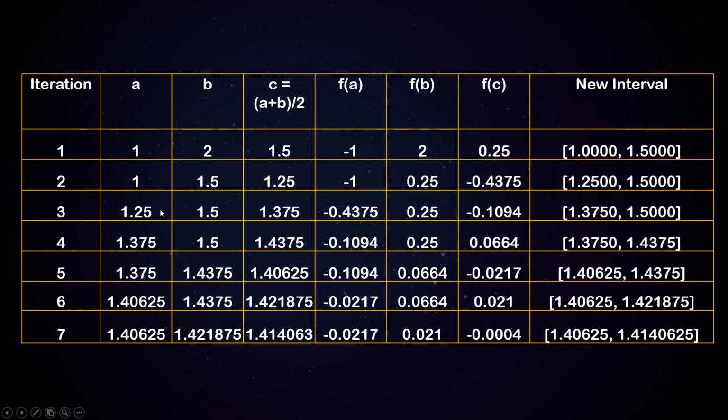And similarly, if you look at this table, we are just narrowing down the interval. In the last, the 7th iteration, the values are 1.40625 and 1.414065. Between these two values we get the root, and if we evaluate this, we can get the root.